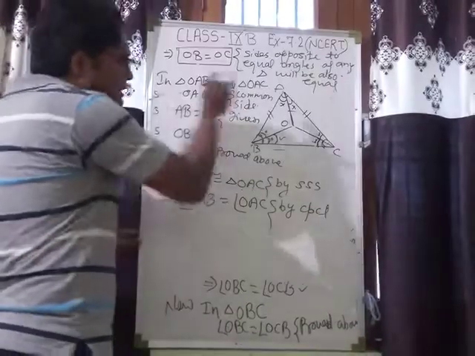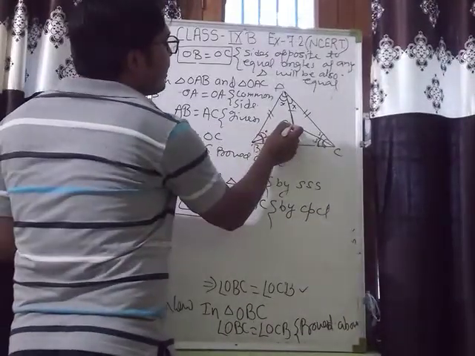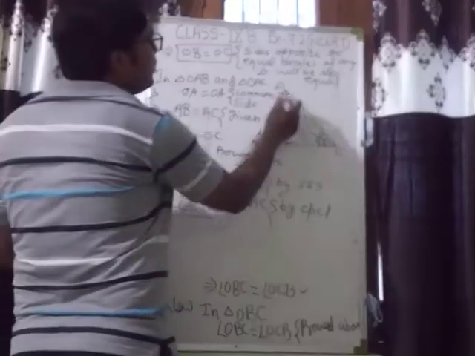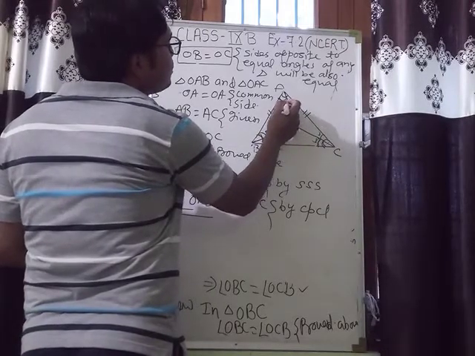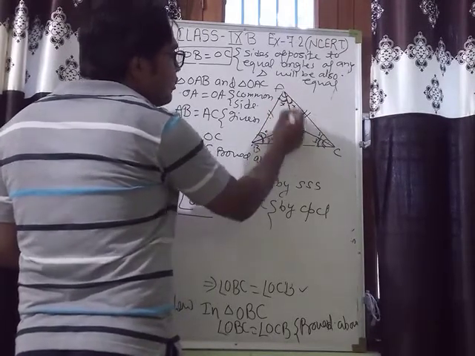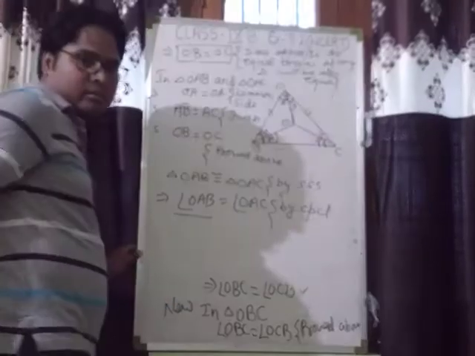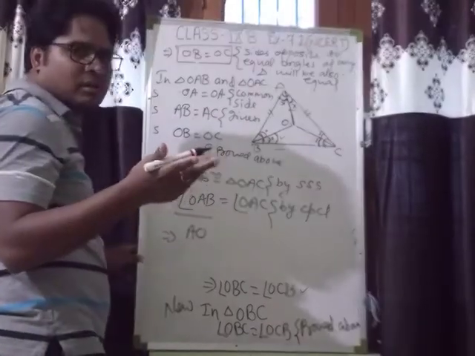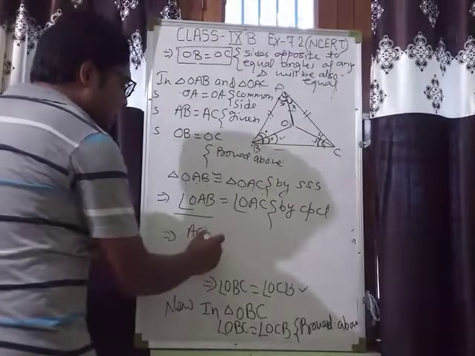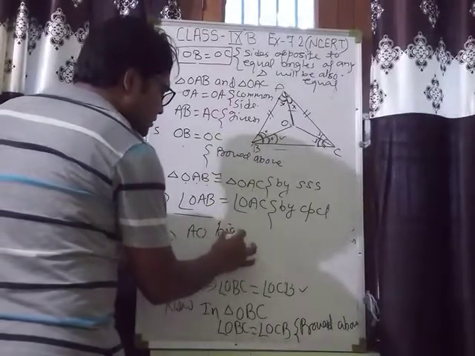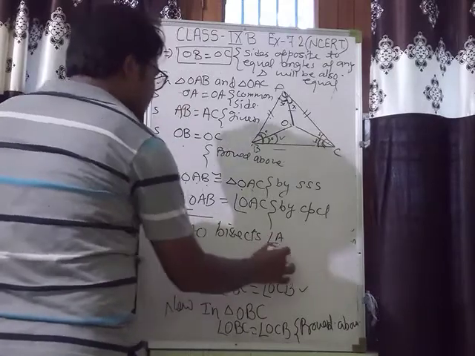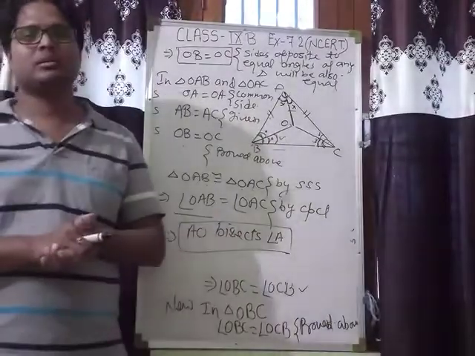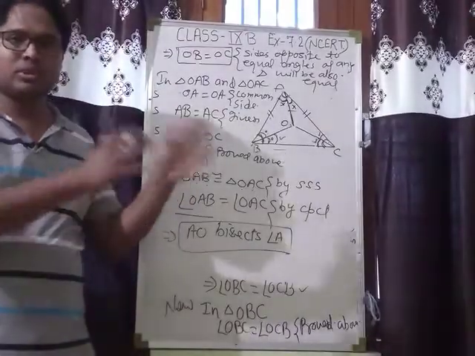So what have we proved? You can see from the figure, angle OAB means this angle is equal to angle OAC, which means this angle. These two angles become equal. Means AO bisects angle A. Means AO divides this angle A into two equal parts. And that is the definition of bisector. Clearly, AO bisects angle A. So that is the proof of the second part of this question. Okay? So that is the proof of both first and second.